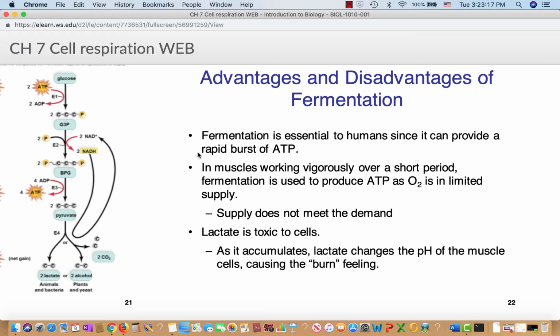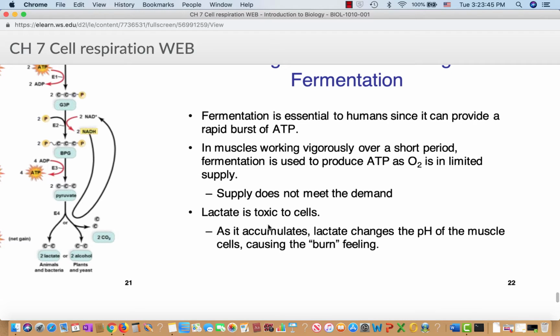For us, we can get a nice rapid burst of ATP, but it's only good for meeting short-term energy requirements and cannot keep pace with the demand of, say, muscles, for instance. But it is a good stopgap measure to give you that last little bit of oomph to keep you going in emergency situations.